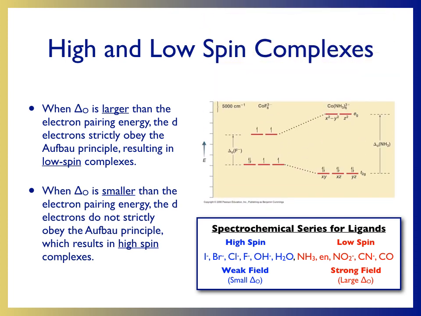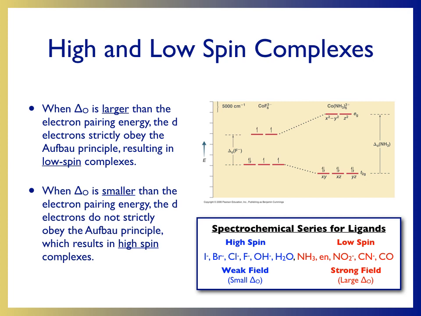Here's a good example. Here are two complexes that contain cobalt 3+, giving us 6 d electrons. The complex ion on the left-hand side contains fluorine ligands, which are considered to be weak field. You see that there are 4 unpaired electrons in the orbital occupation diagram for the cobalt ion, showing that this complex is a high spin complex, since the delta O is less than the energy it takes to pair up the electrons in an orbital.